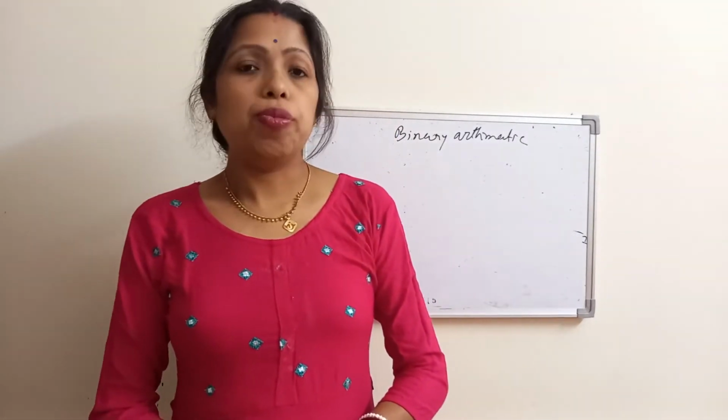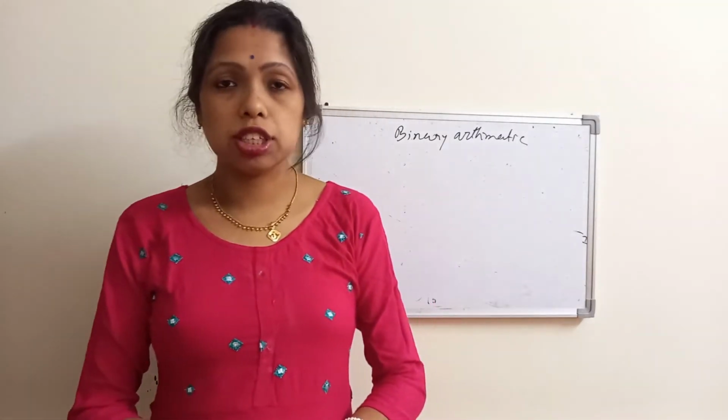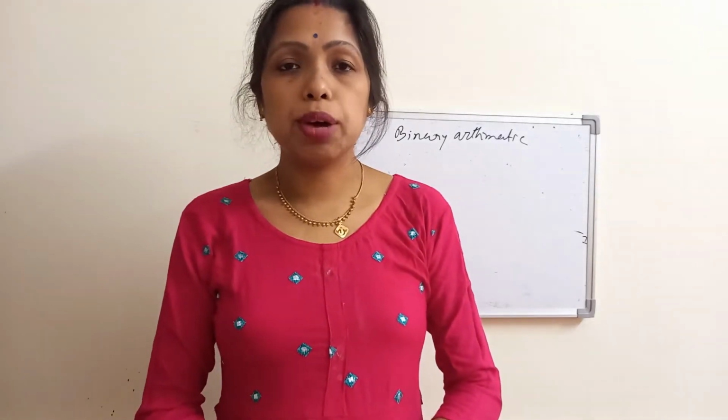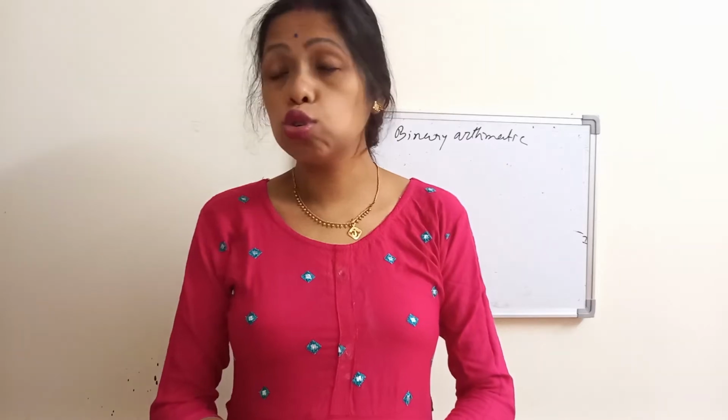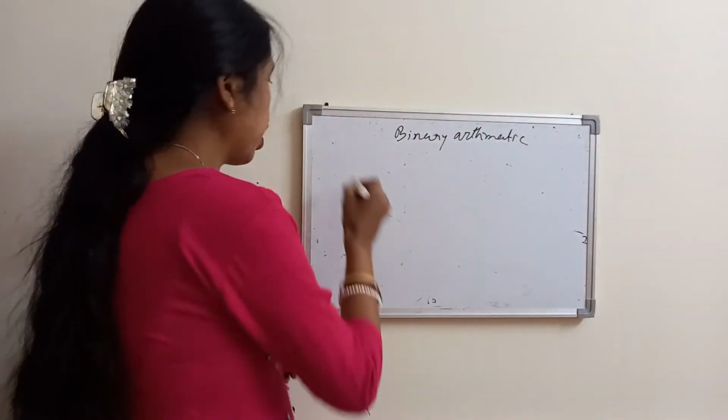Arithmetic operations: in the case of decimal numbers also, there are four arithmetic operations: addition, subtraction, multiplication, and division. How can we add two binary numbers, how can we subtract one binary number from another, and how can division and multiplication be done in binary? This I will discuss today. First I will talk about addition.